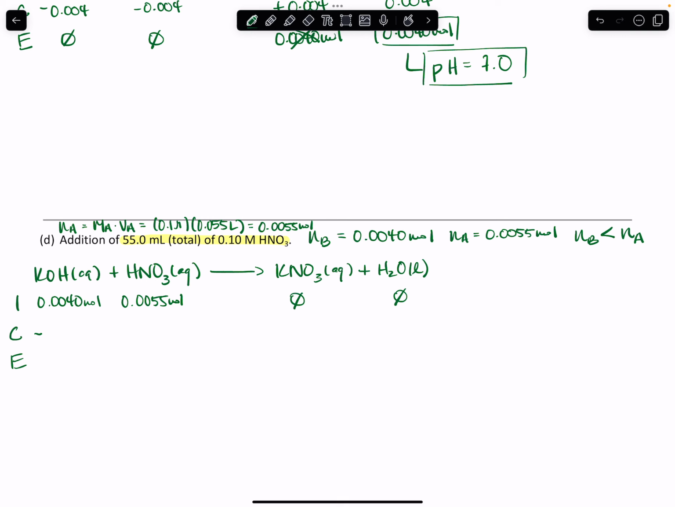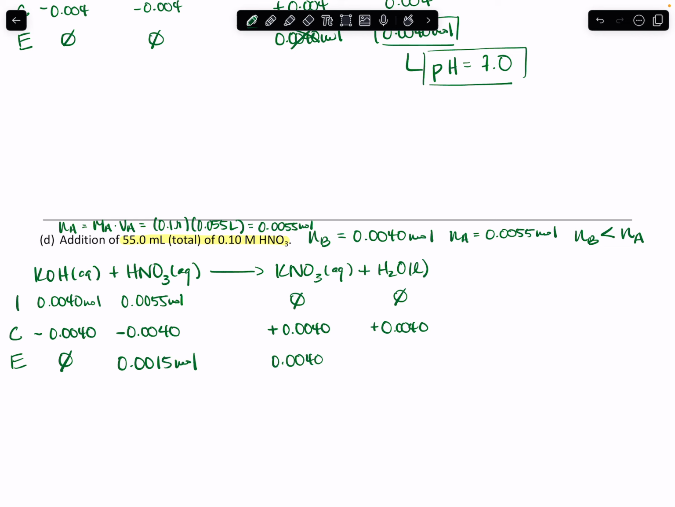All right, so now we look. The base amount is the lesser, so that's what's going to get lost. 0.0040 minus 0.0040, and that's what's going to get made: 0.0040. All right, so we have no base left, and we'll have 0.0015 moles of that strong acid left. We'll form 0.0040 moles of our salts and an additional 0.0040 moles of water.